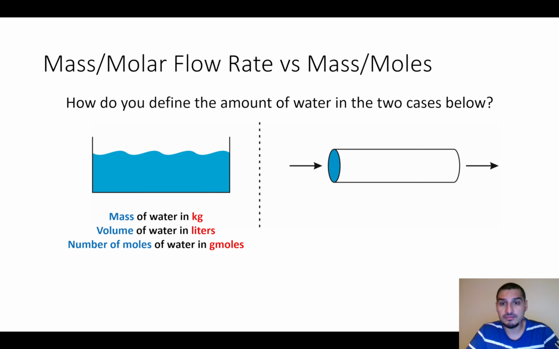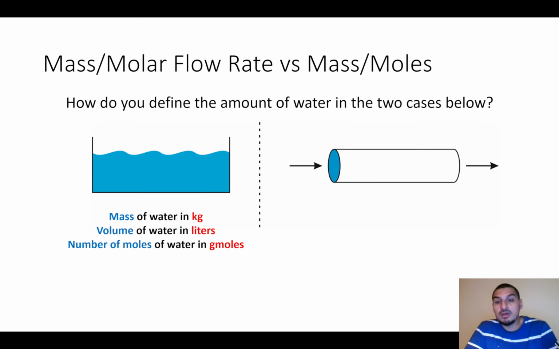This is what we usually use in the water bottles. You buy a bottle of water, it's either 250 milliliters, 500 milliliters, 1 liter, 2 liters, whatever. So the amount of water is defined by volume. The third case is the number of moles. I can define the amount of water by saying that I have in this container, let's say 1000 gram moles, 2000 gram moles, whatever the number of moles. So these three parameters are used to define how much water we have in this container, which is a very well-known thing.